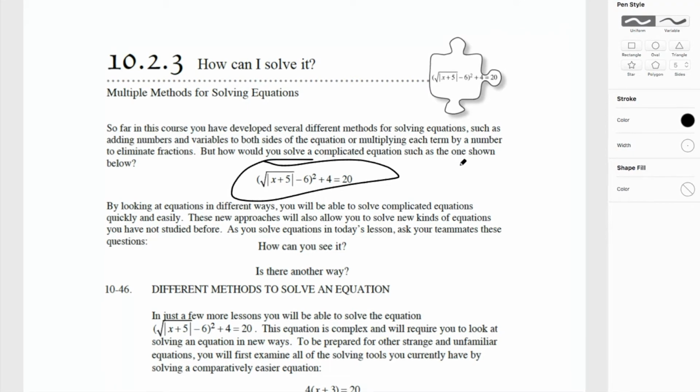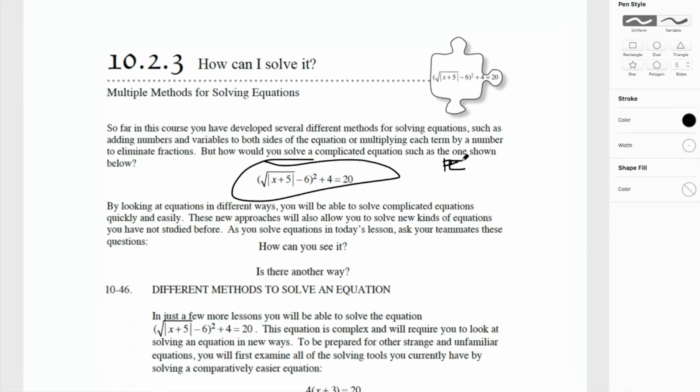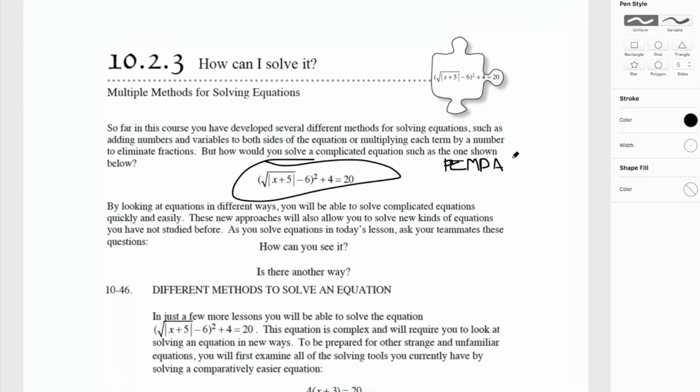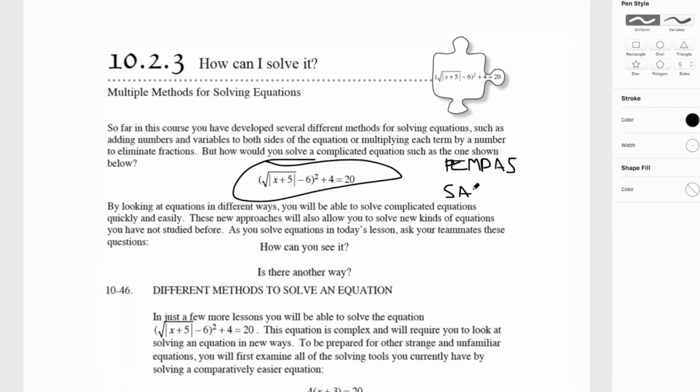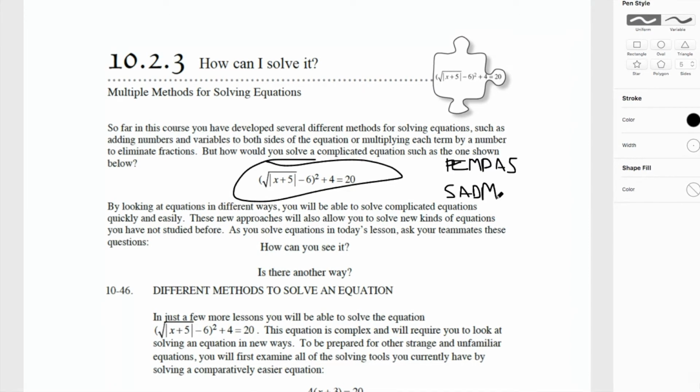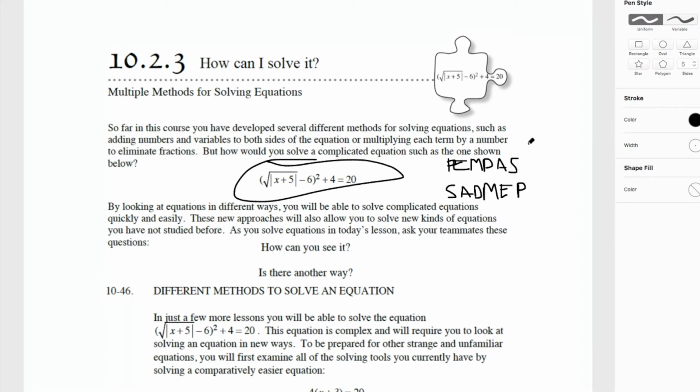You could solve by undoing this one, and undoing is doing the opposite of PEMDAS. Keep writing this one down, because it's going to be helpful for you. So perhaps you solve this one. The opposite of PEMDAS is SADMAP, right? SADMAP. So remember, I've said this a few times, but it's an important thing to keep in mind. It's probably the best way I can imagine, at least for me as a teacher, to teach you this.